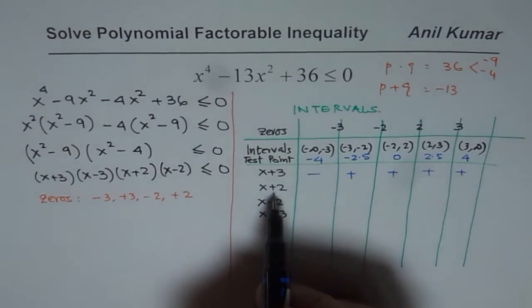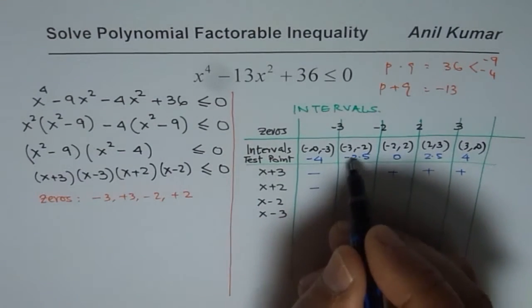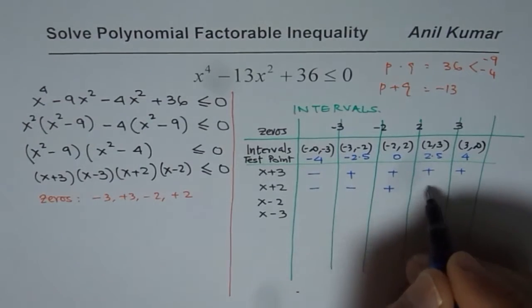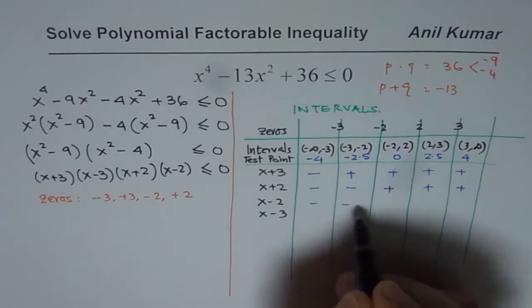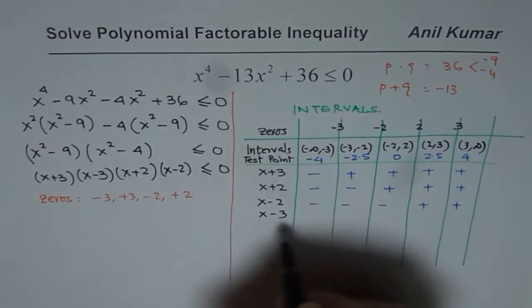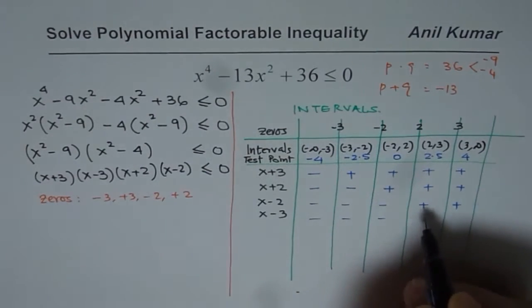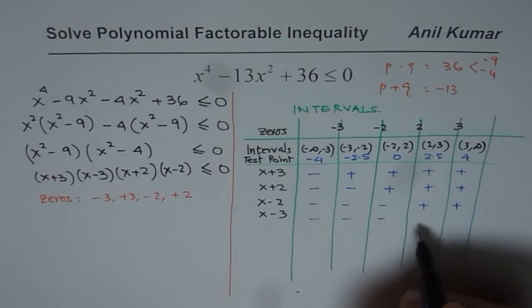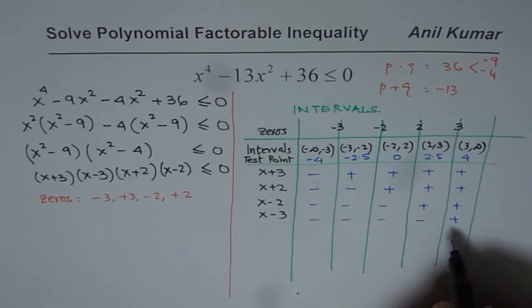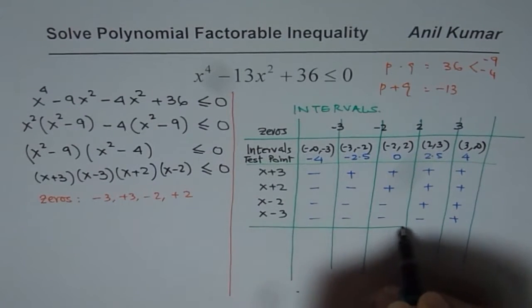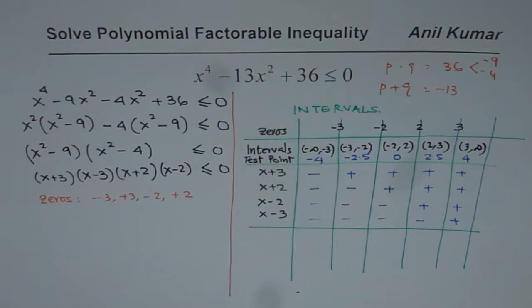X plus 2: when it's minus 4, it's negative, minus 2.5 negative, 0, and all these terms will give me positive. X minus 2: negative, negative, negative, positive. This will give me negative, negative, negative. Even 2.5 will give me negative, and then we get a positive. So you observe this pattern. If you write the factors the way I have written, you will get a pattern and you will not make any mistake.